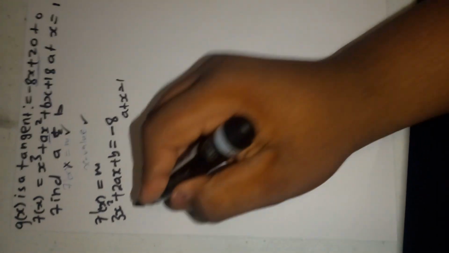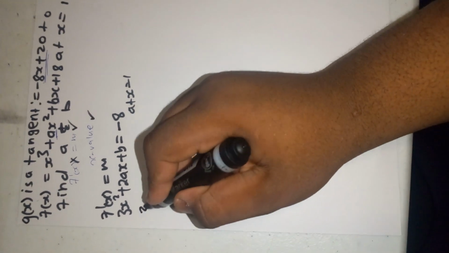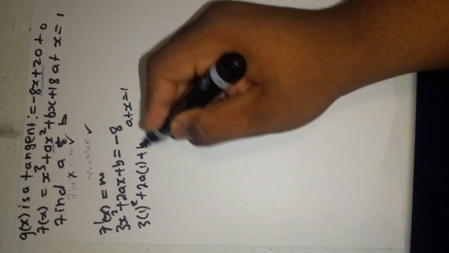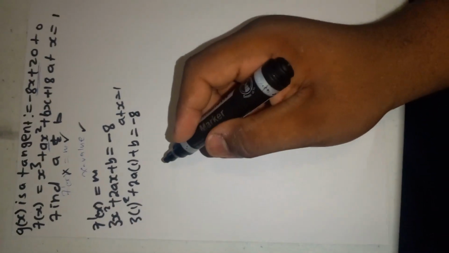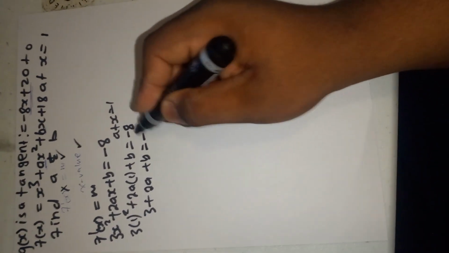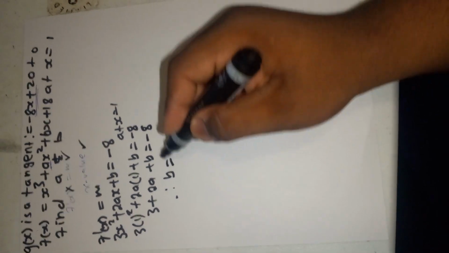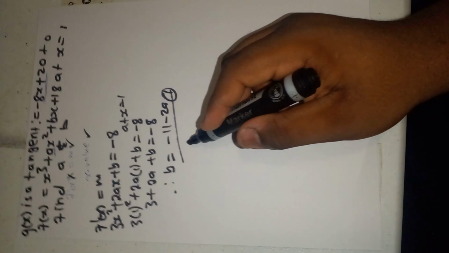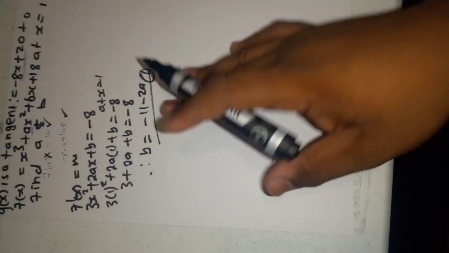I always said that the first derivative only deals with the x values only, right? And then after that, we have 3 times 1 squared plus 2a times 1 plus b, it is equal to negative 8. After that, we are going to have 3 plus 2a plus b is equal to negative 8. Therefore, let's make b the subject. b is equal to negative 11 minus 2a, equation 1. Can you see it? After that, we are going to continue now. Is it fine? Now check something there.